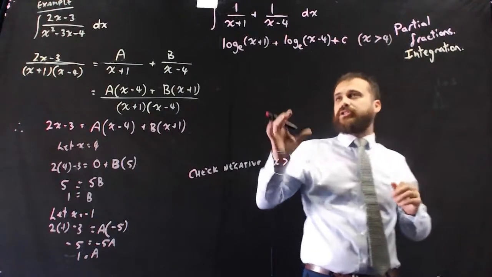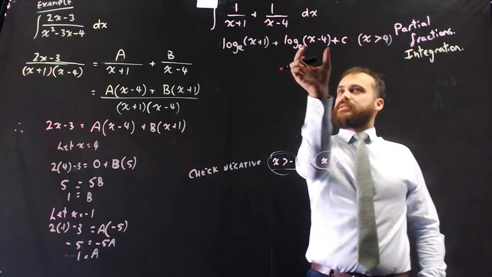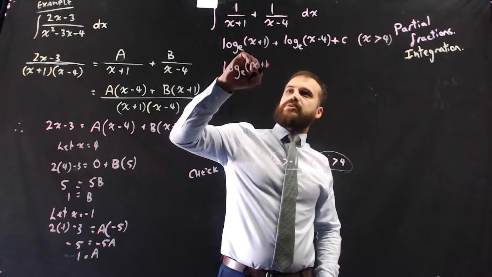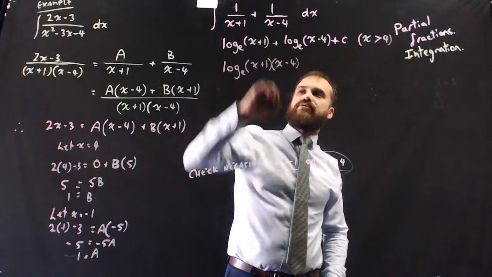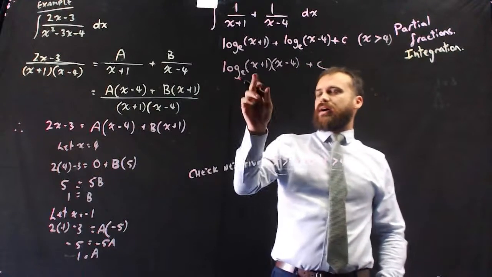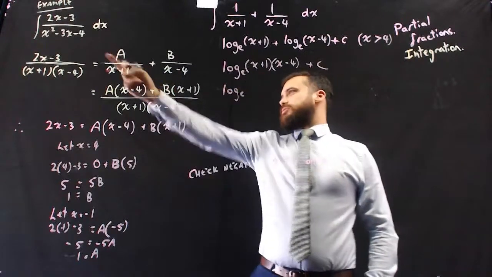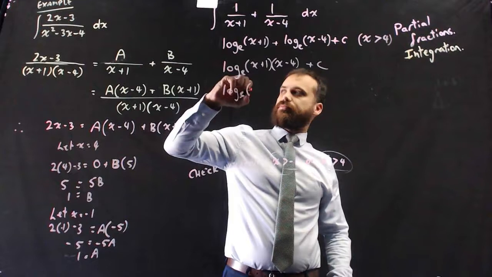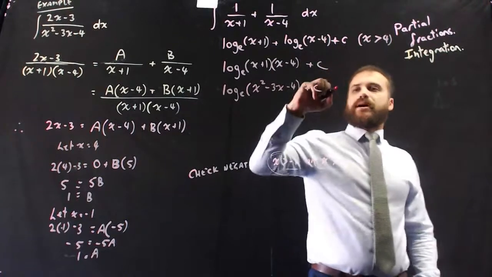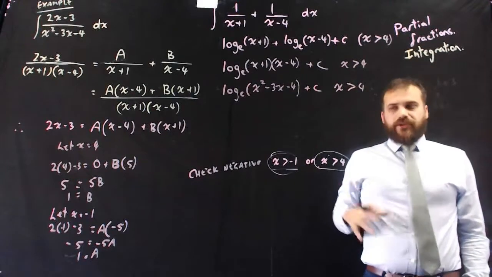Now, you do just want to simplify this. This happens a lot in partial fractions. This is log base e of something plus log base e of something. We can rewrite that as log base e of (x + 1)(x - 4) plus C. So we're just multiplying those two using our log laws. And we can write that now as its expanded form, perhaps, which is log base e of (x² - 3x - 4) plus C, where x is greater than 4. Partial fractions, a little bit to do there.